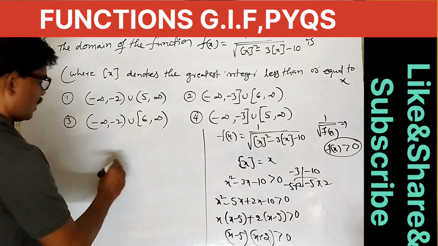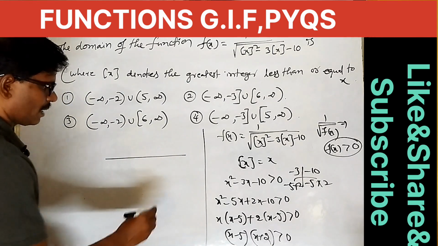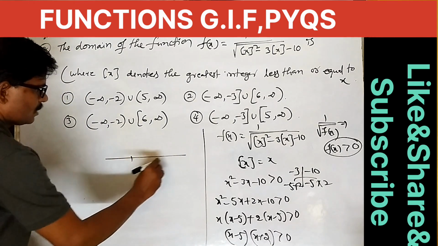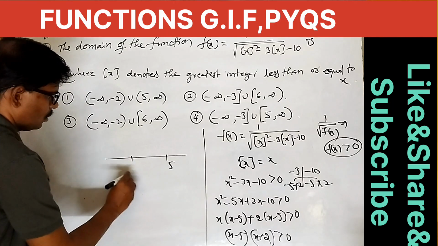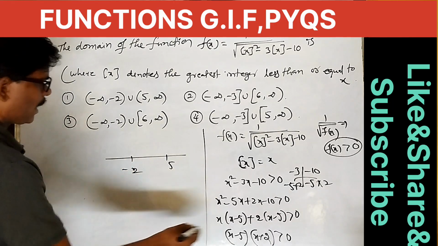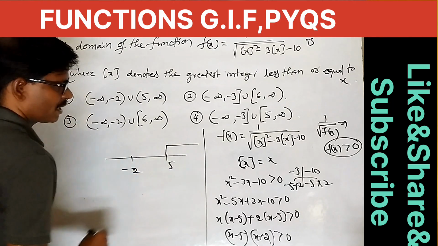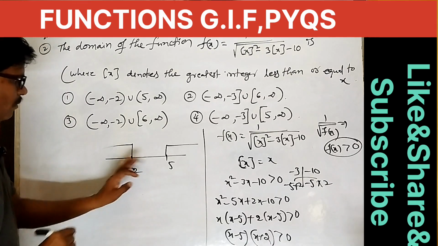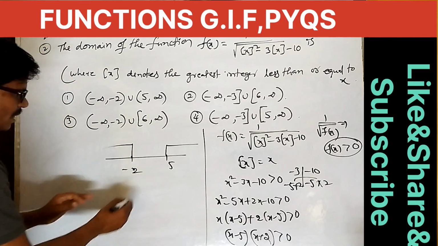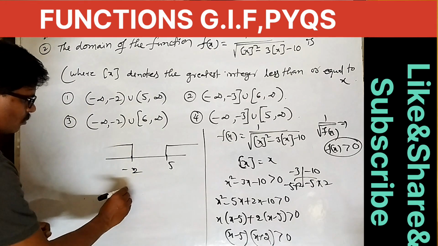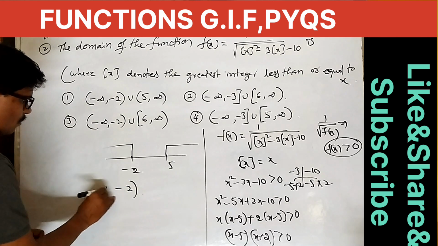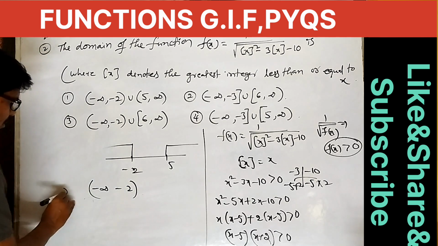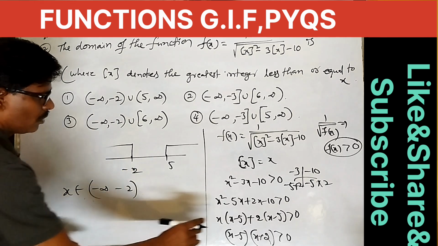Okay, take the number line. This is x equal to 5, this is x equal to minus 2. Greater than means it does not lie between. Does not lie between means open interval minus infinity to minus 2 open interval. X belongs to this.